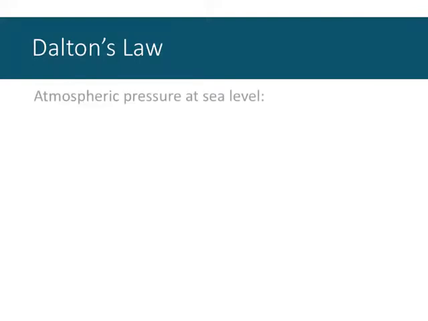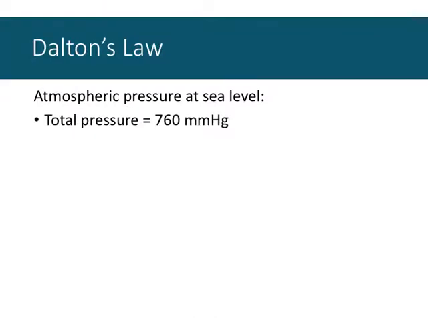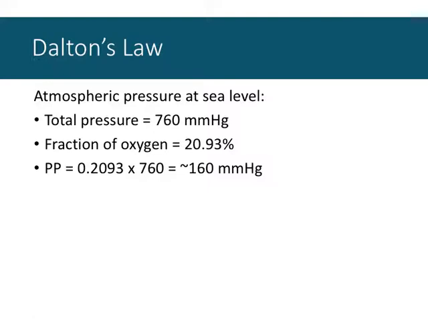So let's use an example. If we have atmospheric pressure at sea level, which is typically 760 millimeters of mercury, and the fraction of oxygen, oh, not 20.97, I've changed that number, 20.93 in this example. If the percent oxygen is as follows, the calculation of partial pressure is straightforward. 0.2093 times 760, or 20.93% of 760, gives us a partial pressure of 160 millimeters of mercury.